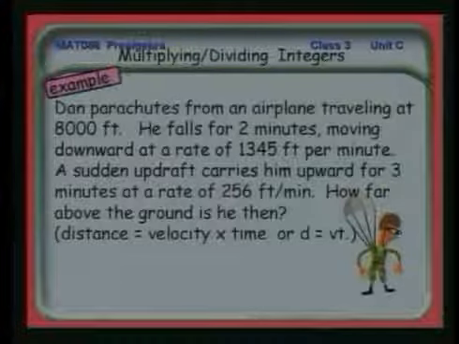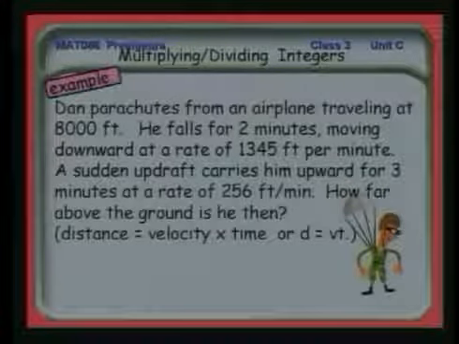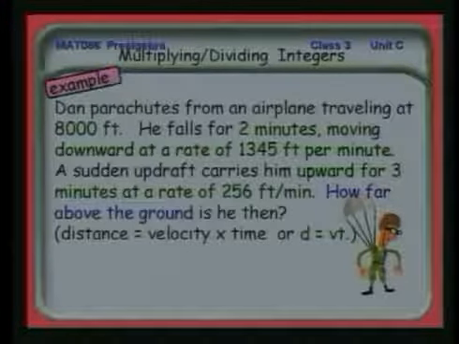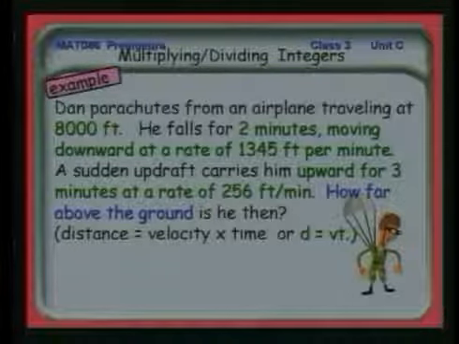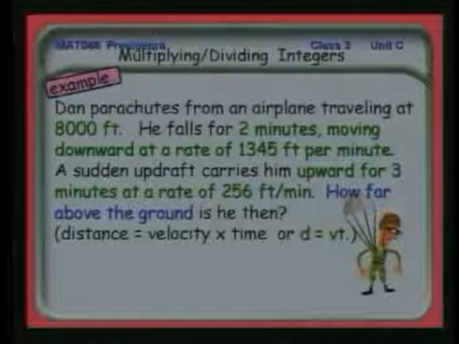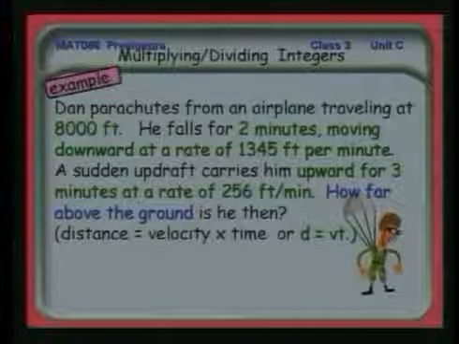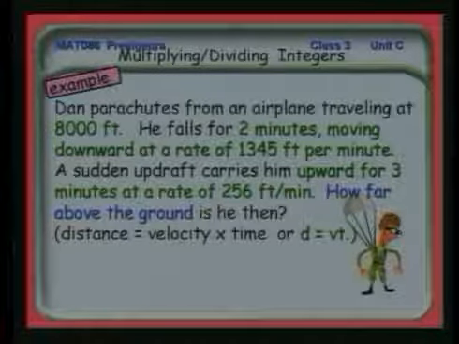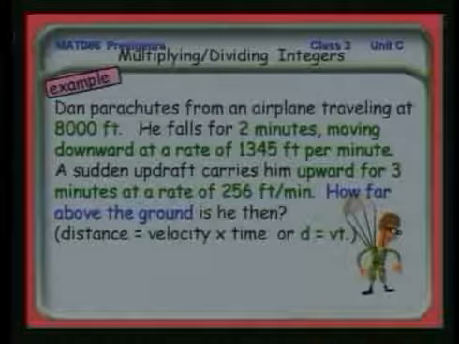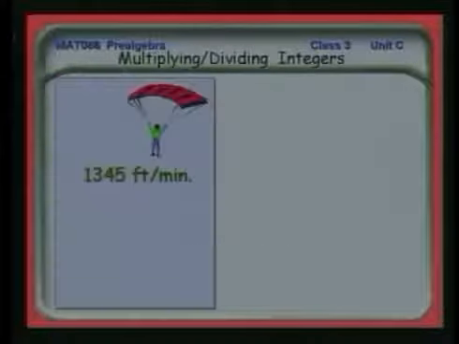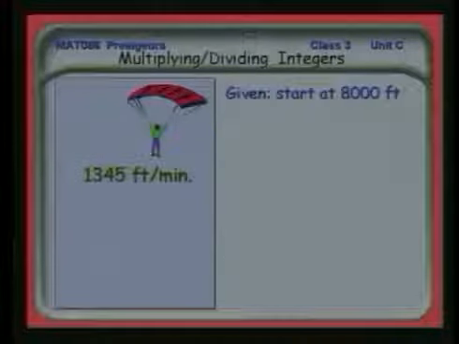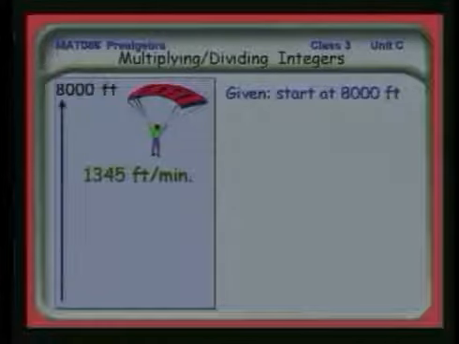And we're given a formula that the distance is equal to velocity times time. Let's look for the information given in this problem. We see that I fall downward for 2 minutes, moving at the rate of 1,345 feet. The updraft carries me upward for 3 minutes at a rate of 256 feet, and it asks how far above the ground am I after all of this happens. Let's look at the diagram. Here I am falling at 1,345 feet per minute, and it's given that I start at 8,000 feet. So here's where I start.